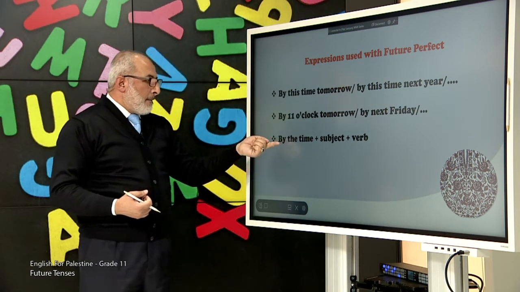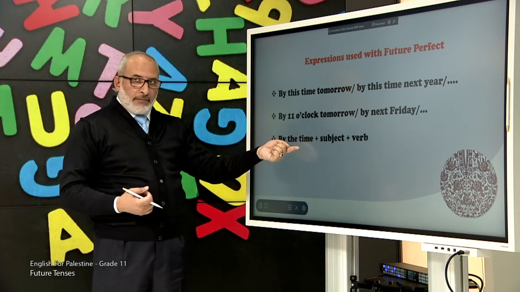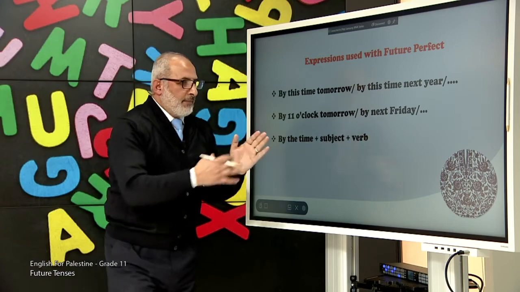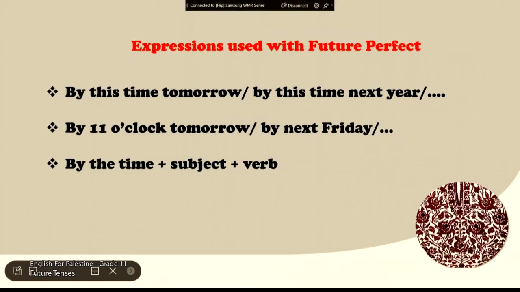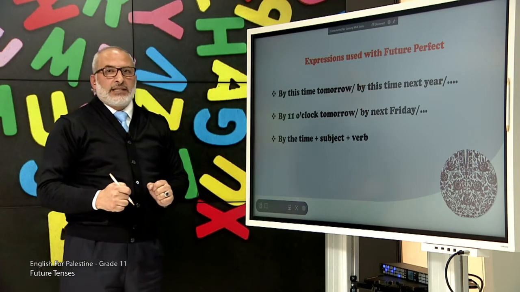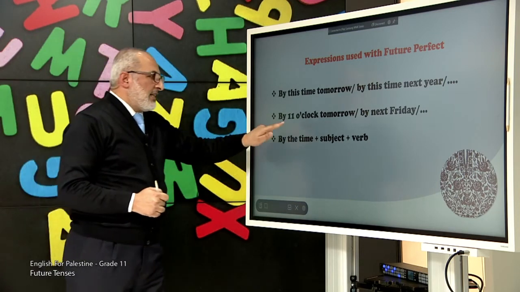But look here, by the time, plus subject, plus verb. Before another verb or another action happens. So this verb, be careful, it is in present simple. Let's look at these two examples.